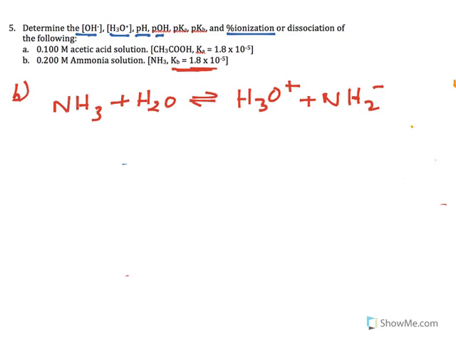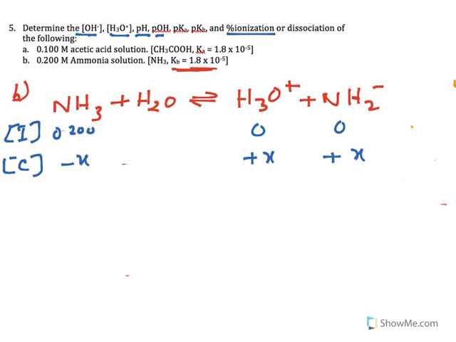Now we note down our initial conditions, so we have initially 0.200 molar of NH3, and everything else is 0 because they're not there. The change is going to be negative X for NH3, positive X for H3O plus, and positive X for NH2 minus. Then for equilibrium, we're going to get 0.200 minus X for ammonia, X for H3O plus, and X for NH2 minus.